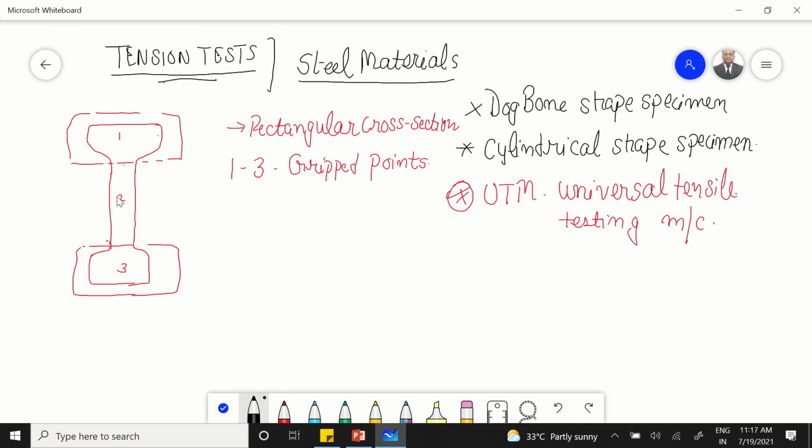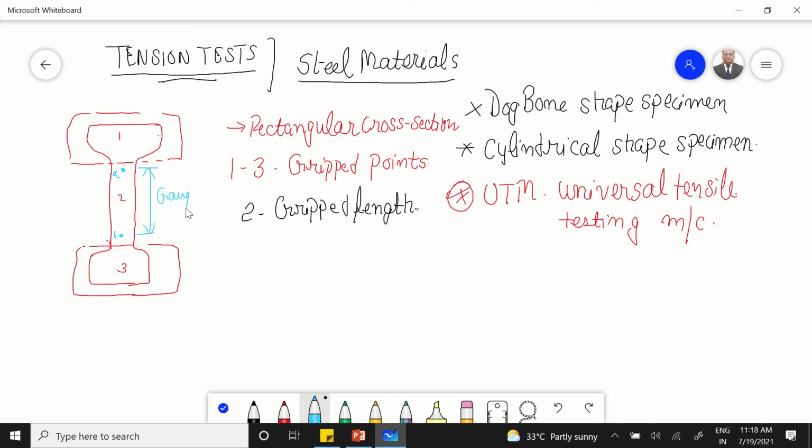So now what about this region number 2? Region number 2 is nothing but your gauge length region. This is a length where we actually observe or assume the failure to take place. But in order to mark more accurately, we put two dots like this, and we name them dot A and dot B. So this length between dots A and B, we call the gauge length.